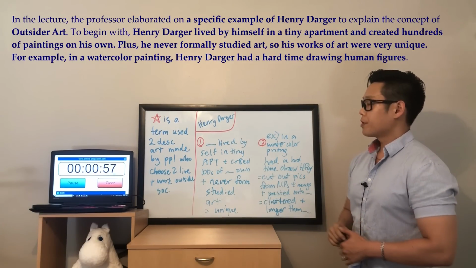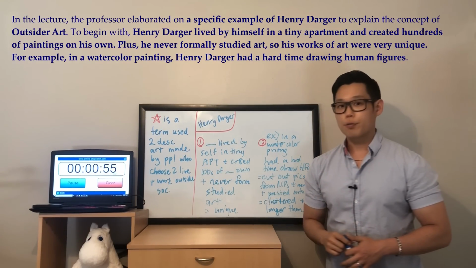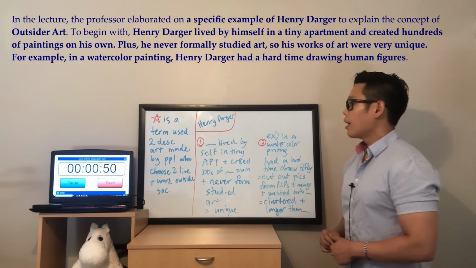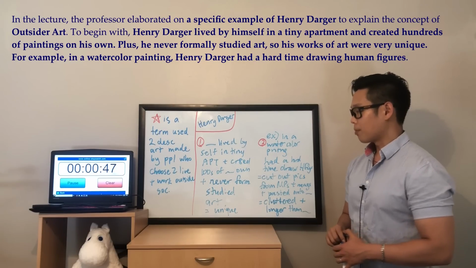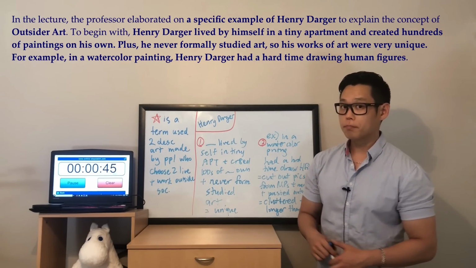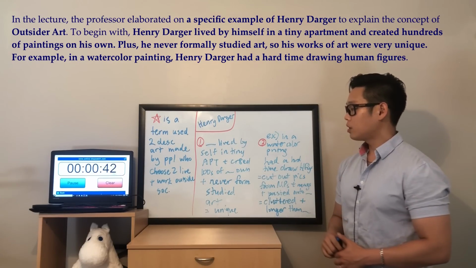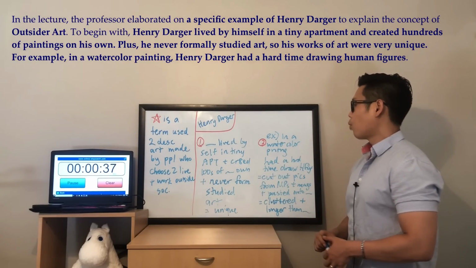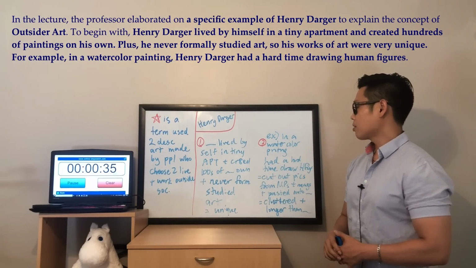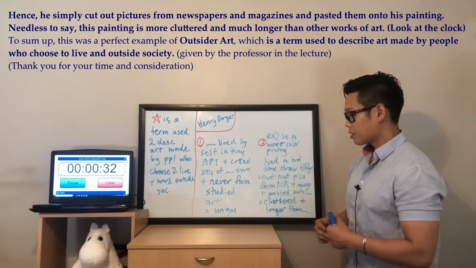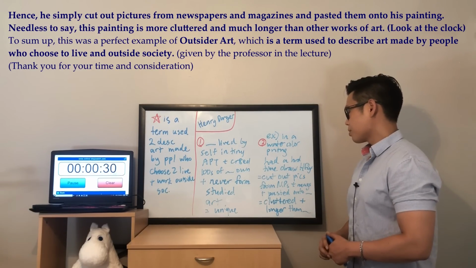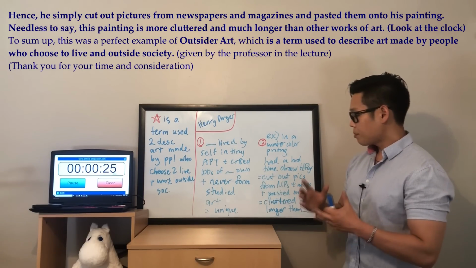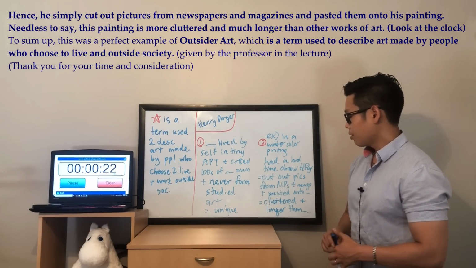In the lecture, the professor elaborated on a specific example of Henry Darger to explain the concept of outsider art. To begin with, Henry Darger lived by himself in a tiny apartment and created hundreds of paintings on his own. Plus, he never formally studied art, so his works of art were very unique. For example, in a watercolor painting, Henry Darger had a hard time drawing human figures. Hence, he simply cut out pictures from newspapers and magazines and pasted them onto his painting. Needless to say, this painting is more cluttered and much longer than other works of art.